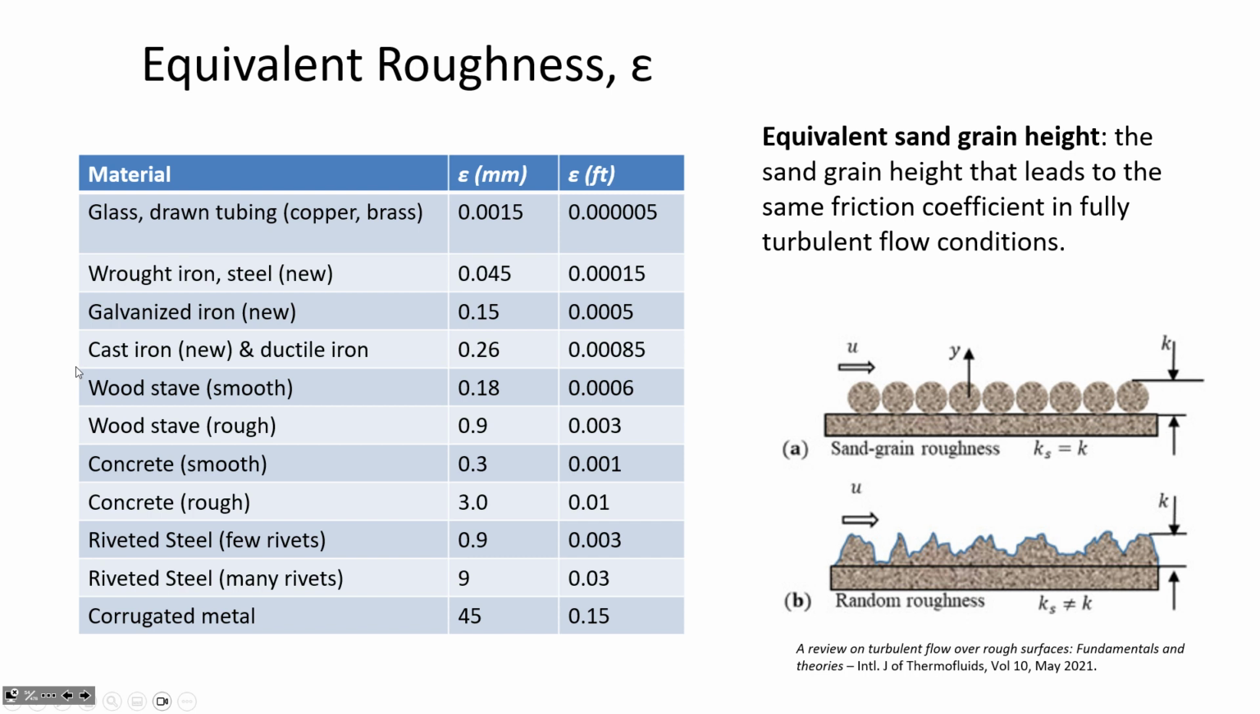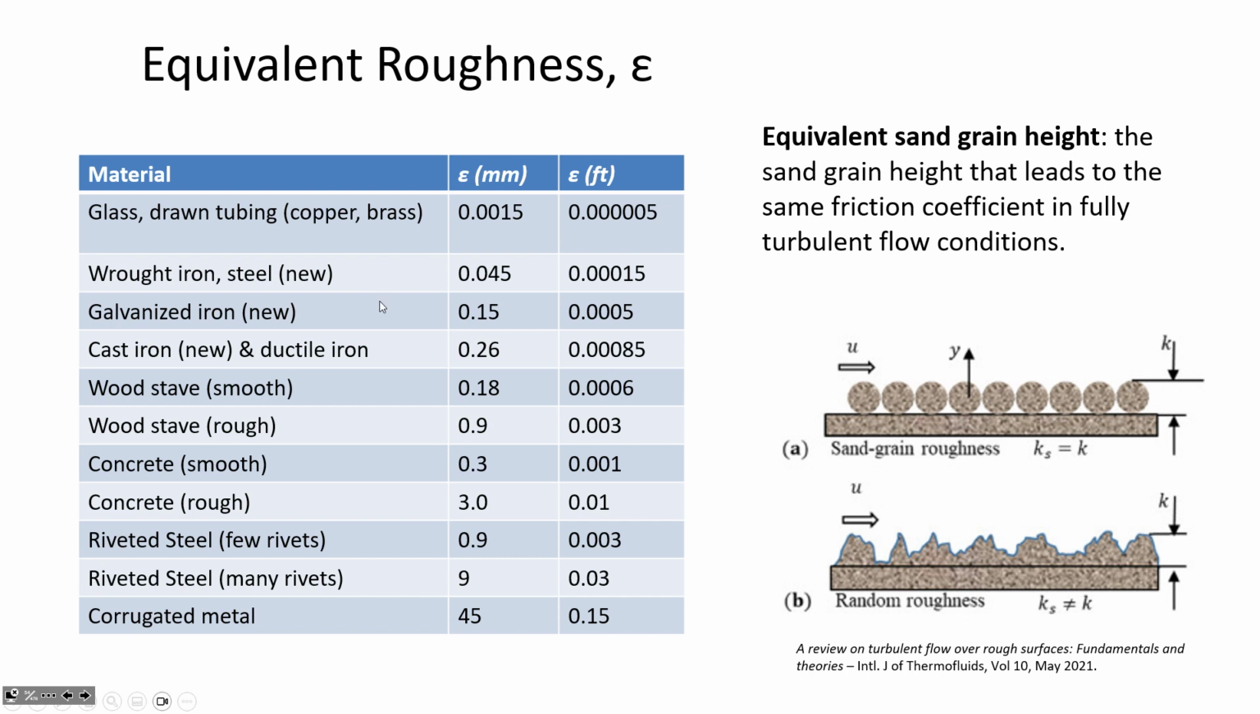So this diagram, I think, does a good job of explaining what we mean by sand grain roughness. Pipes actually have a random distribution in roughness. And to allow us to compare dissimilar pipe materials, what they did was they said, well, let's express the random roughness in terms of what sort of a standard roughness height would cause a certain amount of friction.